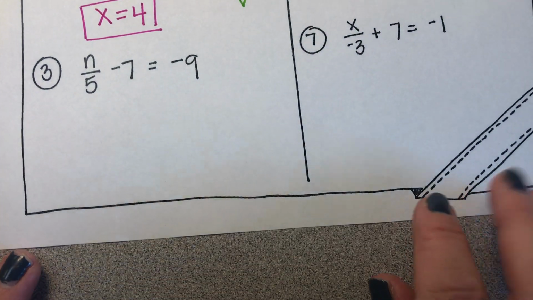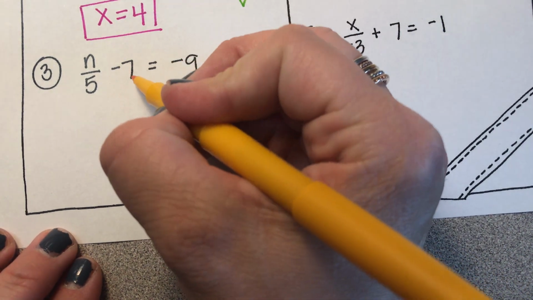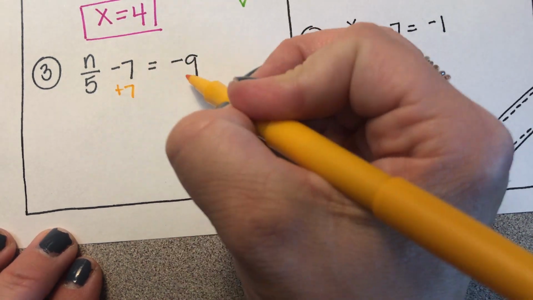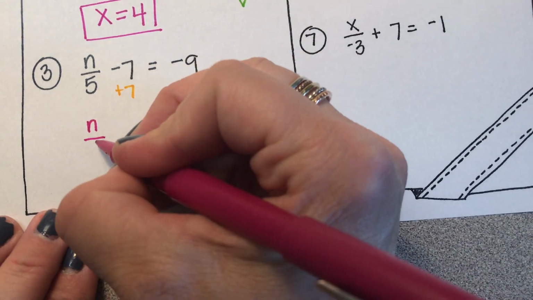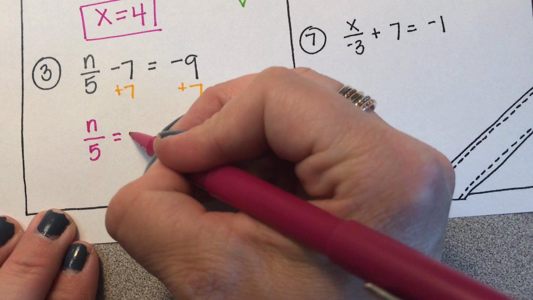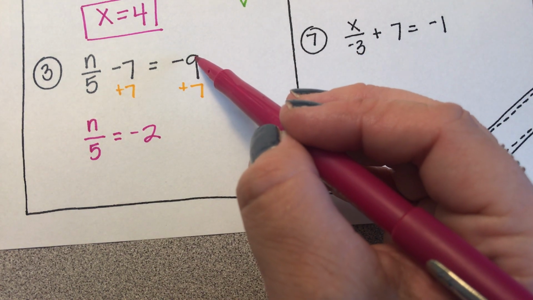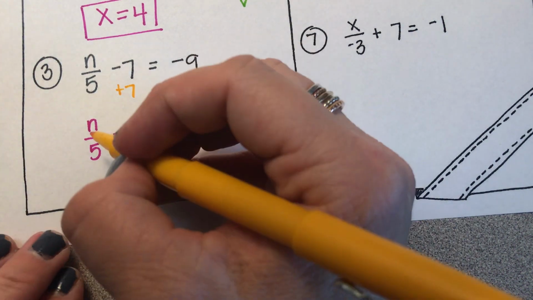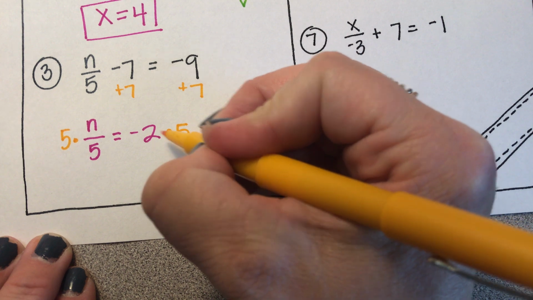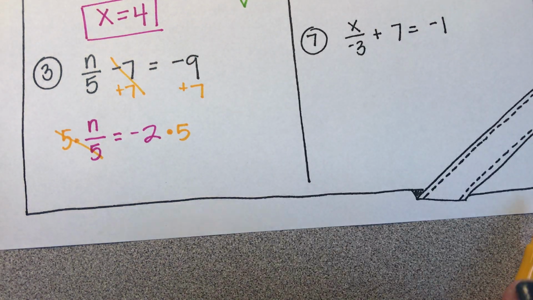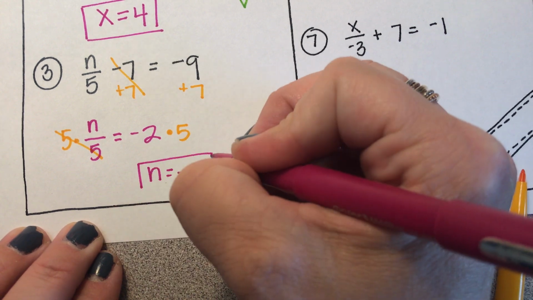Okay, let's look at number 3. The first step is to undo whatever is being added or subtracted. Here I'm subtracting 7, so I'm going to add 7 to both sides. Now I have some number divided by 5 equals negative 2, because remember, different signs subtract. Now n is being divided by 5, so I'm going to undo that by multiplying both sides by 5. That leaves me with n equals negative 10.